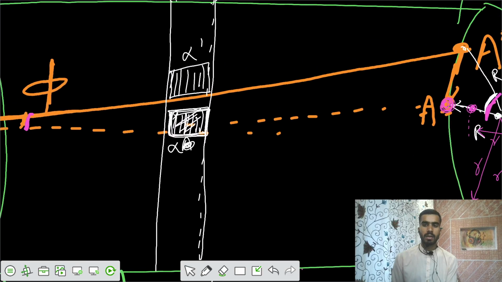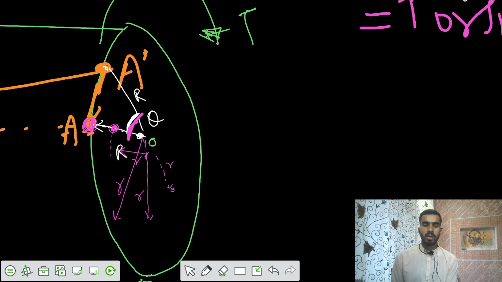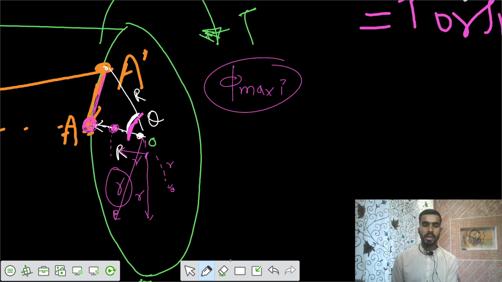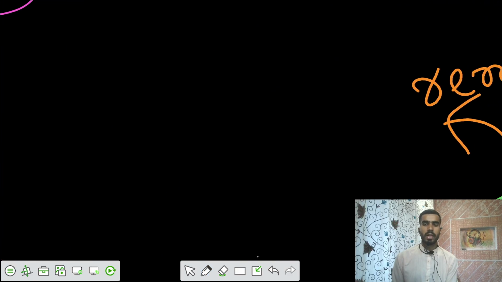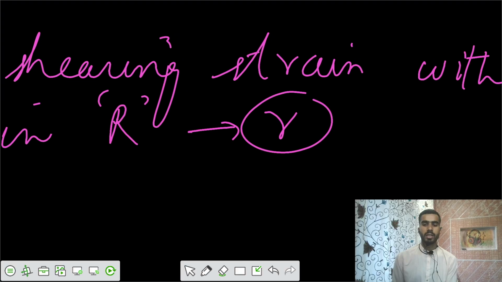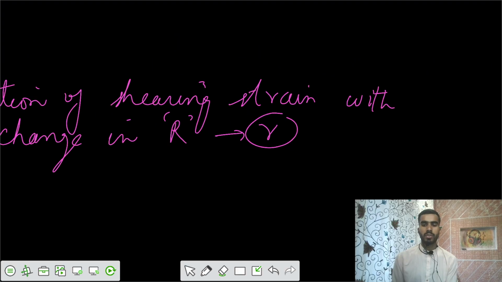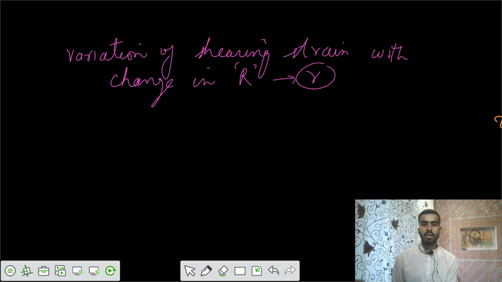What is the variation of that phi? For the point that was on the surface, we got a value of maximum phi. We want to say, on different values of r from the center, what is the value of phi at that location. That's what we call the variation of shearing strain, the variation of shearing strain with change in r.